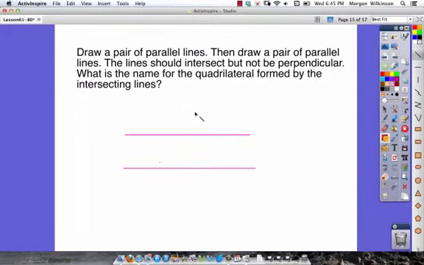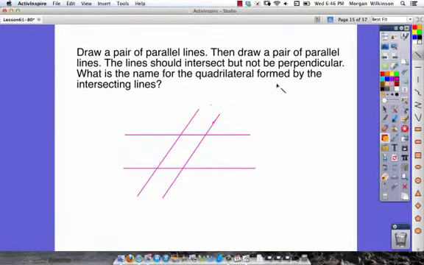If they're going to intersect but not be perpendicular, remember, perpendicular would mean that they're intersecting at a right angle. So that is perpendicular because there's a right angle. We're going to erase that, undo it, because that's not what we want. We want intersecting lines that are not perpendicular. So there's one. We'll do another. We'll make it as parallel as possible. There we go, that looks good.